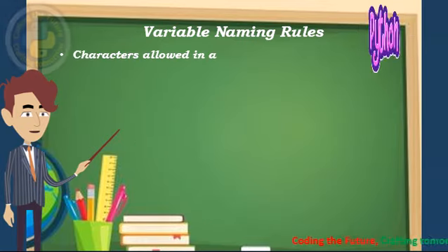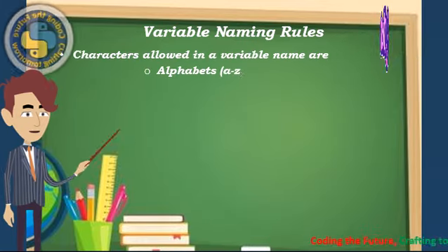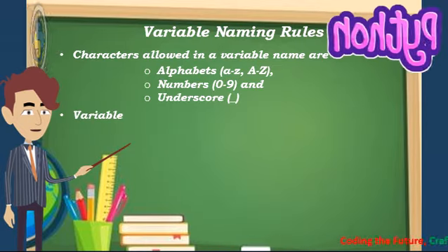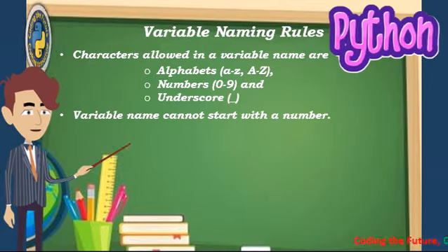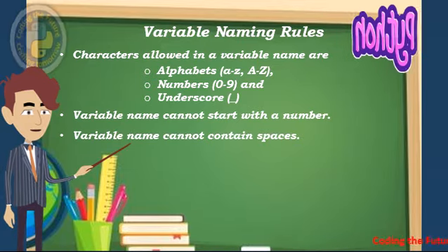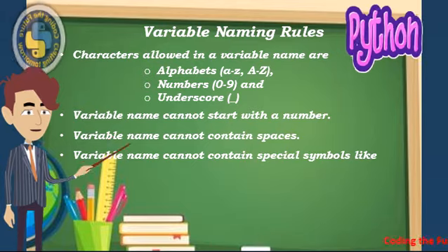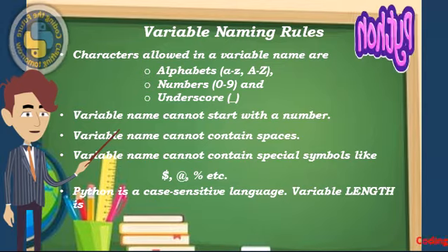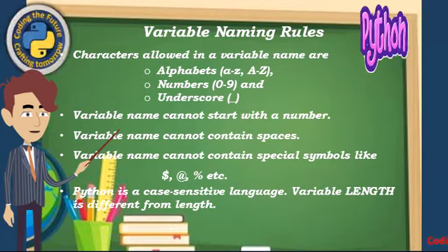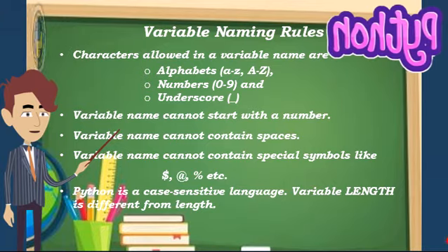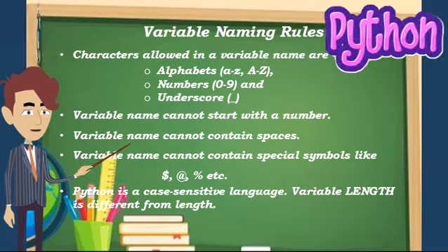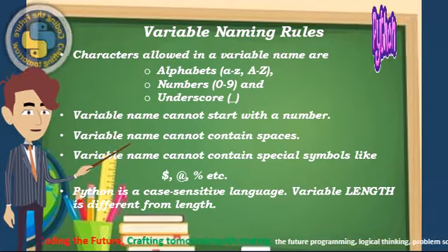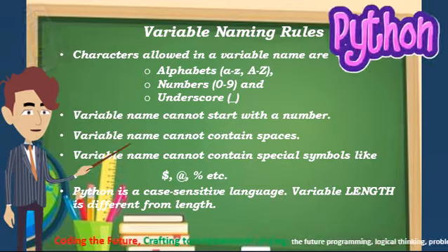Variable naming rules. Characters allowed in a variable name are capital letters A to Z, small letters a to z, numbers 0 to 9 digits, and underscore. A variable name cannot start with a number. Next, a variable name cannot contain spaces. A variable name cannot contain special symbols like dollar sign, @ sign, percentage sign, etc. Python is a case sensitive language. Variable length is different from Length.